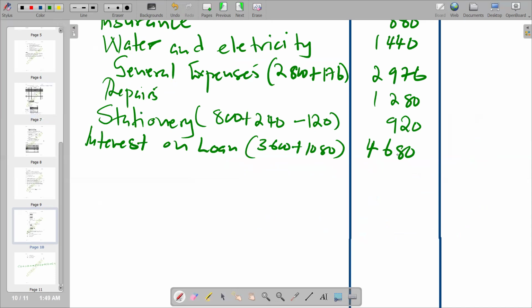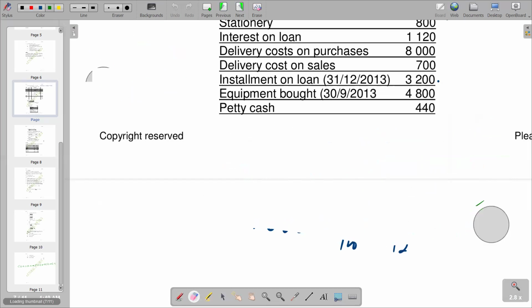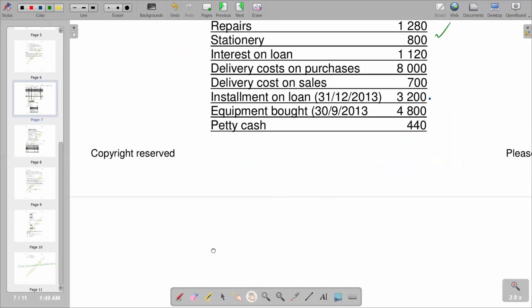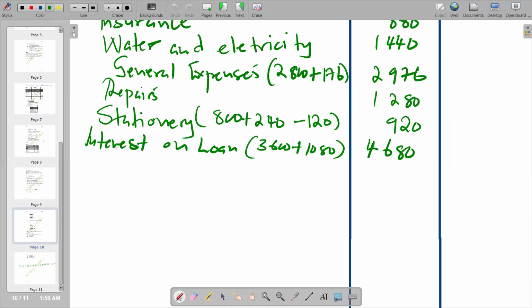From there, we move on to the next expense that we have. After interest on loan, we have delivered cost on purchases, which we included in the trading account as carriage inwards. Then we go to delivery cost on sales, which is now carriage outwards. When delivery cost of sales is carriage outwards, it goes under expenses. It's 700 rands, so we include it as carriage outwards.